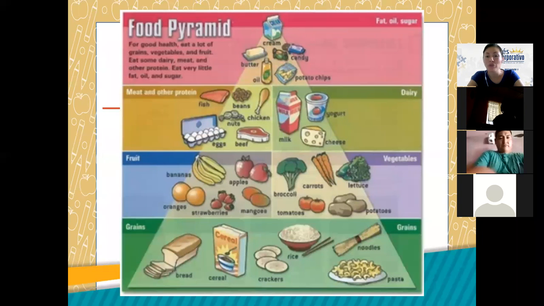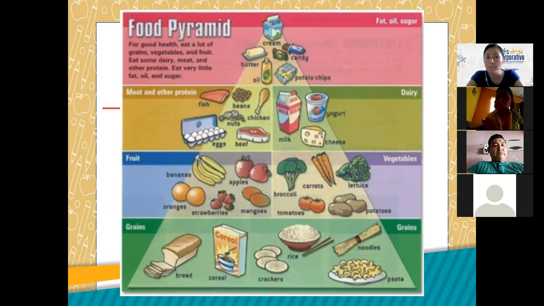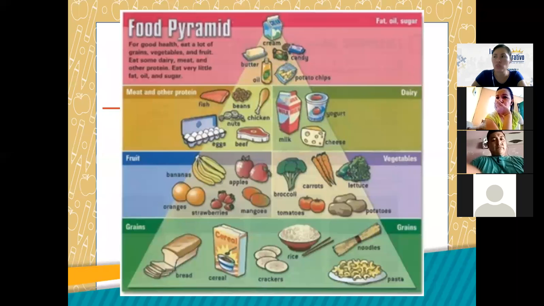In the food pyramid, we have 1, 2, 3, 4 different levels. And we have the different sections and we're going to label them. But let's begin. It says for good health, eat a lot of vegetables and fruit. Eat some dairy, meat and other protein. Eat very little fat, oil and sugar. In that little paragraph, you are able to find all the sections from the food pyramid.